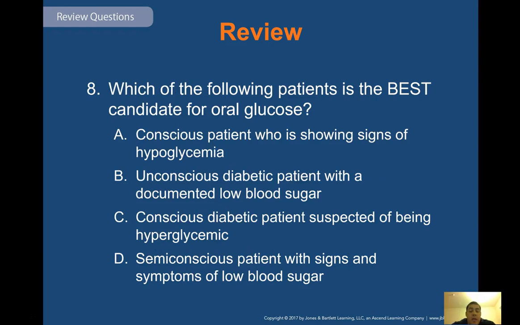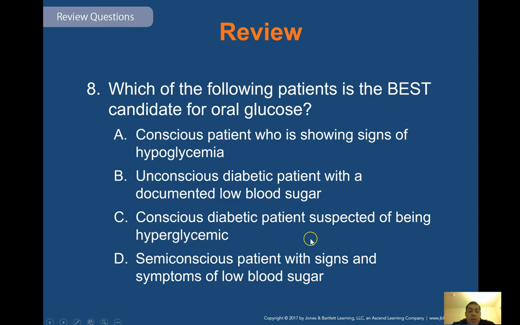Which of the following patients is the best candidate for oral glucose? So what are the indications that you could give somebody oral glucose? What are the contraindications? So contraindications is somebody who doesn't have a patent airway, who's altered. So when do you give oral glucose? To which type of patient? So an unconscious diabetic patient with low blood sugar, with the documented low blood sugar. Are you going to give that? Do they have a patent airway? Are they alert? Probably not.